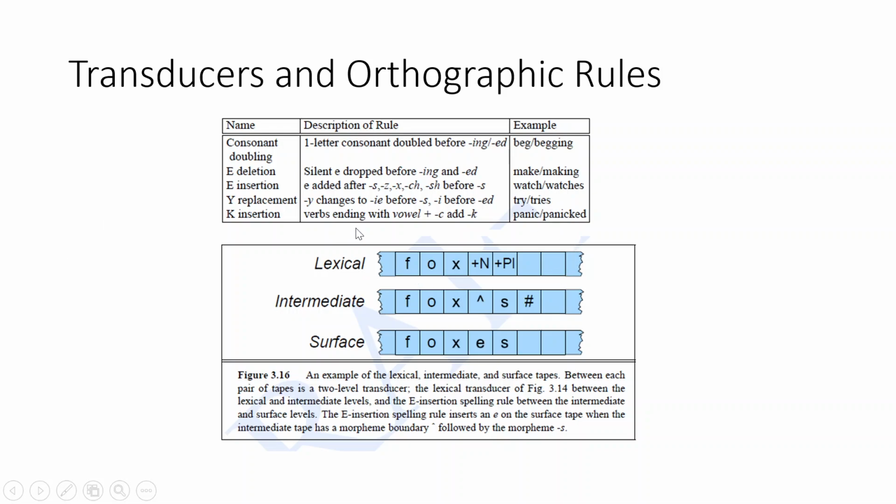So you need two transducers, one to read from the surface level and convert to this intermediate form, and then read the intermediate form and convert to the lexical form, or in the reverse direction also. That is, you read the lexical form, you generate an intermediate form, and from this you can generate the actual English language text. So either way it works. So you actually need three tapes and two transducers.